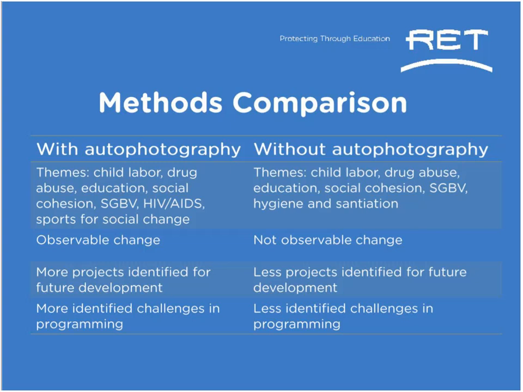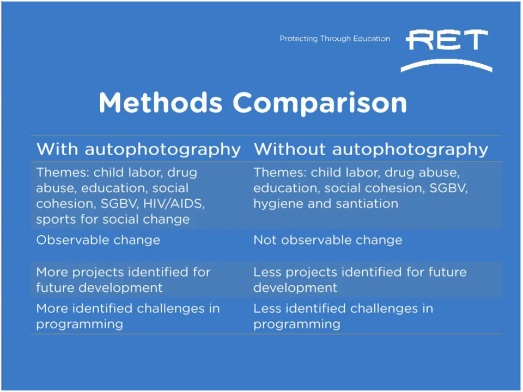But with autophotography, the youth were more able to identify observable change, whereas without autophotography, in interviews and discussions of what had changed in the community using the most significant change interviewing approach, observable change wasn't something that came up. The other thing that was different is that more projects were identified for future development with the youth who used autophotography compared to those who didn't.